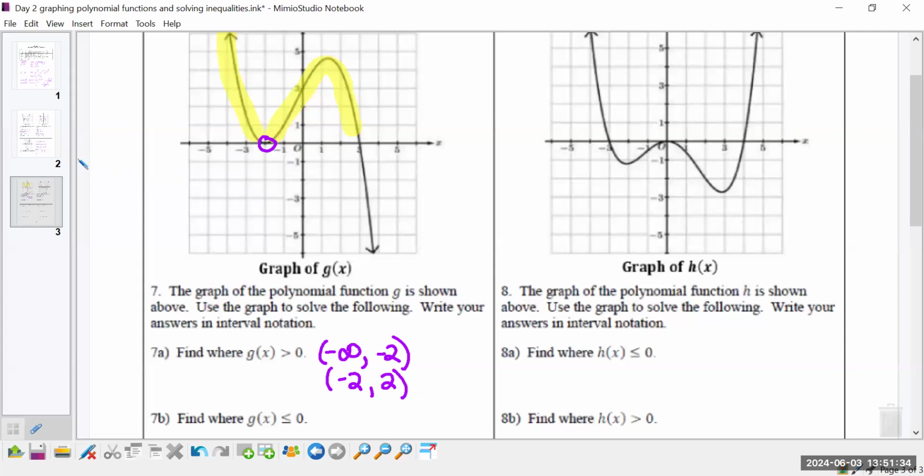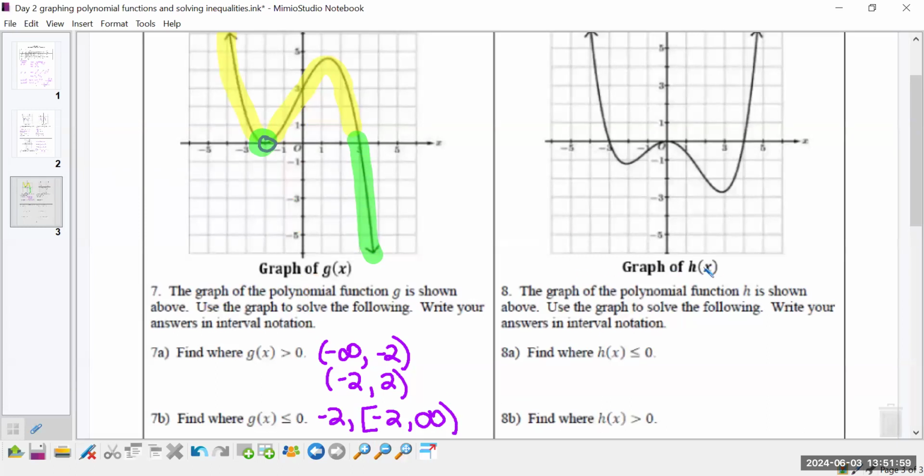Where is g of x less than or equal to 0? Well, it's equal to 0 right there at -2, and then also from 2 down to infinity. And noticing I'm actually highlighting the 2. So I'm going to say -2, and then close bracket 2 to infinity.